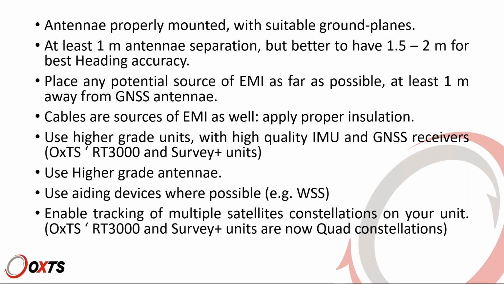And another important aspect is having as many satellites as you can, considering that you know beforehand, because the environment is, say, for example, a dense urban environment, that you will have, as we discussed, a lot of obstructions or deflection to the signal. So you want to try to get as many satellites as you can, meaning if you enable more constellations, you have a better chance of having enough satellites at any given time. And the OxTS RT3000 and Survey Plus units are now full quad constellation, meaning they can track GPS, GLONASS, Galileo, and Beidou.